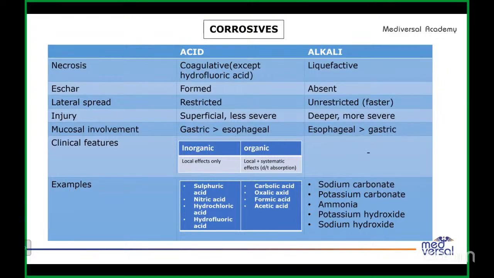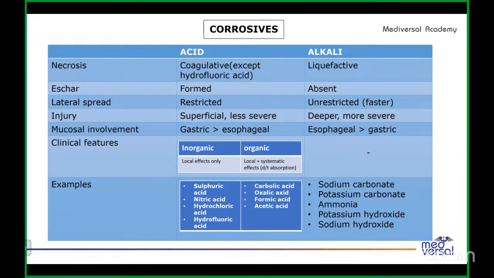Alkalis have a higher risk of penetration, a higher risk of faster spread, a higher risk of severe injury, poor prognosis, and perforation. Mucosal involvement, as I said, in acids, it's more the stomach which is involved than the esophagus, while the alkali, because it penetrates deeper, will usually spread to the esophagus more than the gastric tissues. So these are independent questions which have been asked.